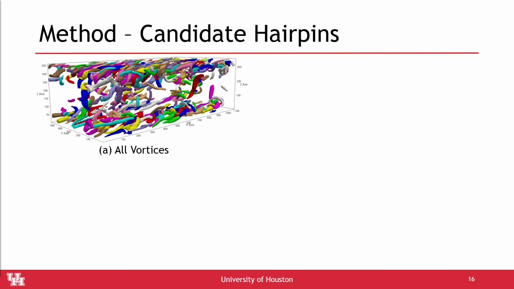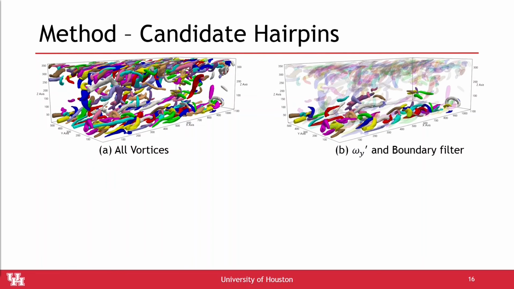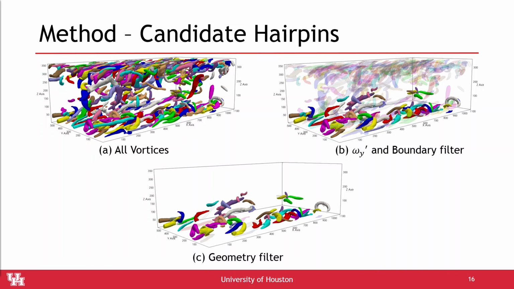In order to extract the candidate hairpin vortices, we first shortlist all the vortices close to the bottom no-slip wall of the Couette flow and find vortices with the positive value of span-wise vorticity fluctuations. Next, we perform the geometric analysis, which discards all the vortices which are purely in the streamwise, span-wise, or vertical direction. And we are only left with vortices with high curvature, which we consider as candidates for hairpin vortices.